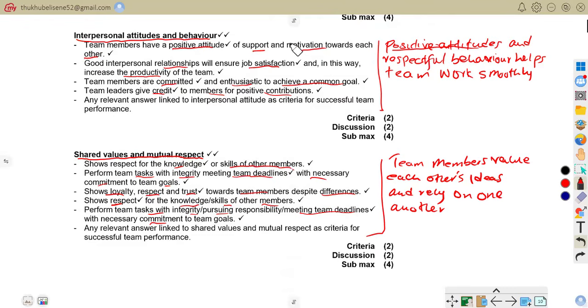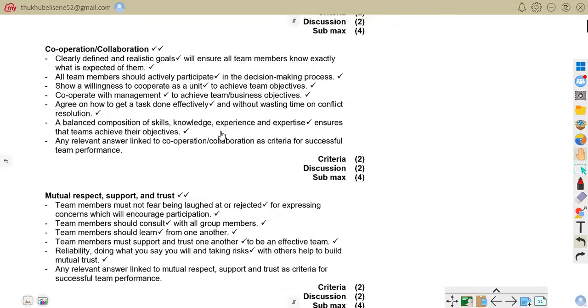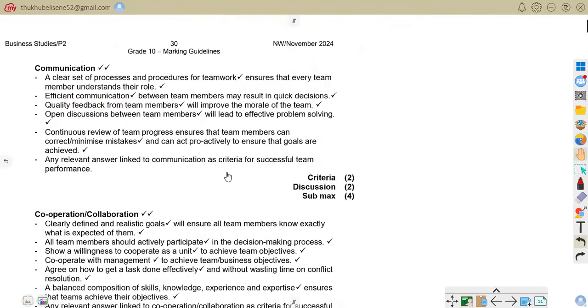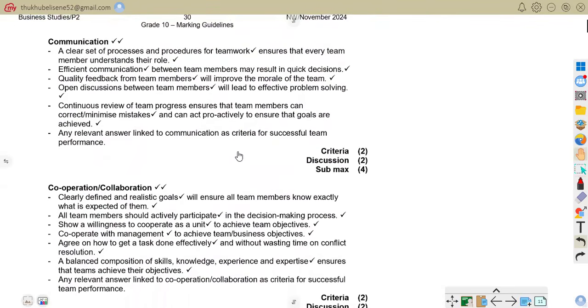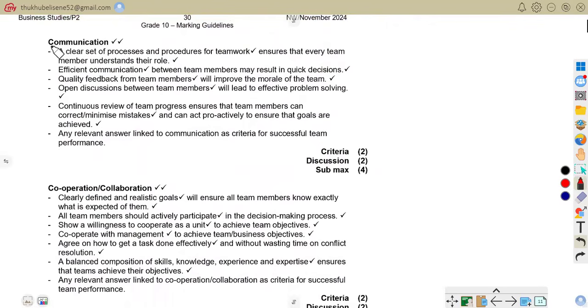So now let us move on to communication. So here we are on communication. With communication, we're talking about sharing information clearly, which keeps everyone informed.